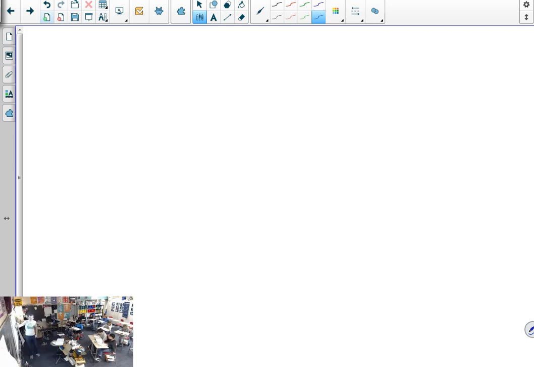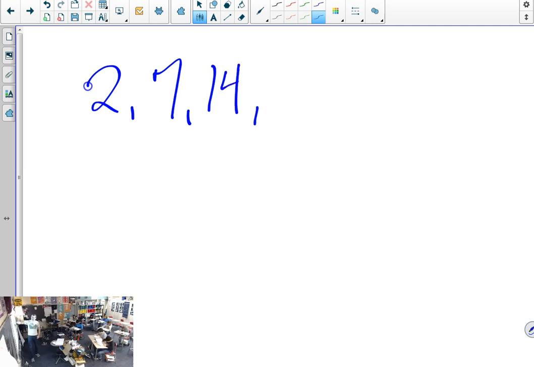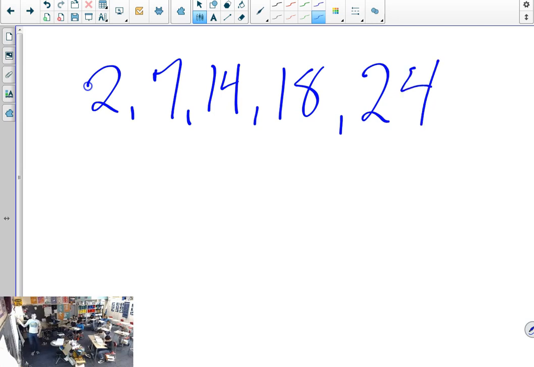Let's say I have the numbers 2, 7, 14, 18, 24, 30. And we are asked to find the median. Sweet, middle.